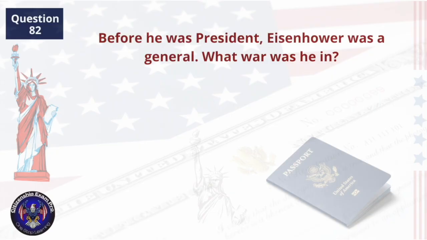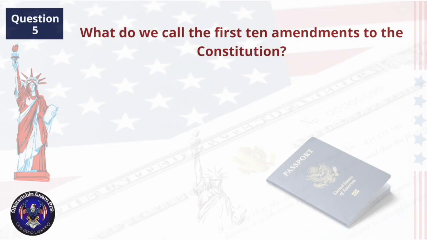Before he was president, Eisenhower was a general. What war was he in? World War II. What do we call the first 10 amendments to the Constitution? The Bill of Rights.